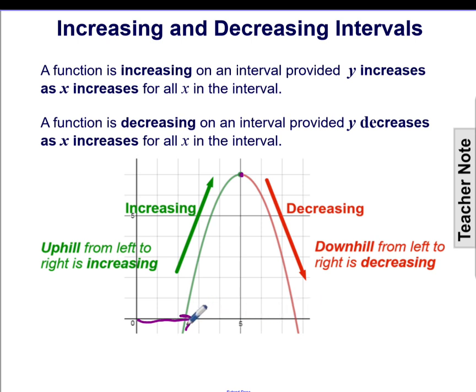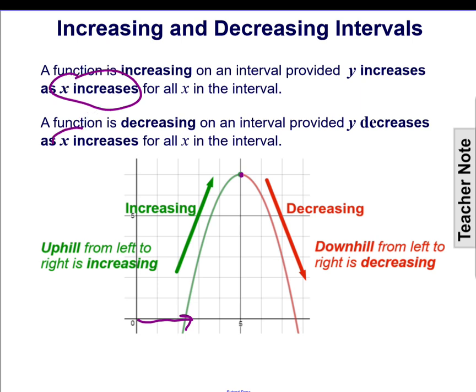Look at the function. The function is getting bigger in value. The numbers are getting larger and larger. It's going uphill from left to right until we get to this point. Once we get to this point, we notice the function begins to get smaller. It's decreasing. It's going downhill. The y values are getting smaller. So while y increases and then decreases, x is always increasing.